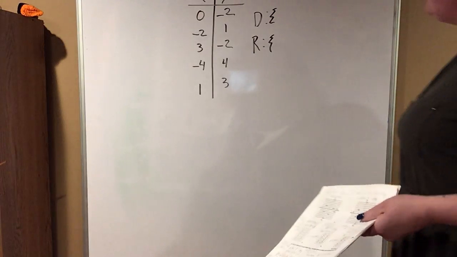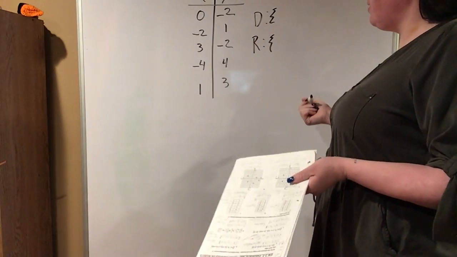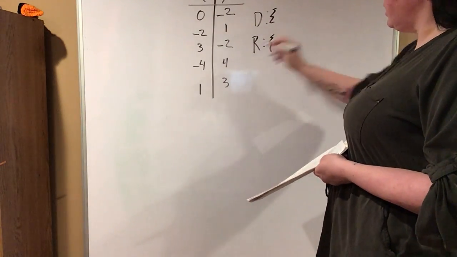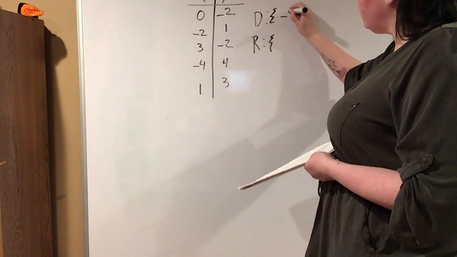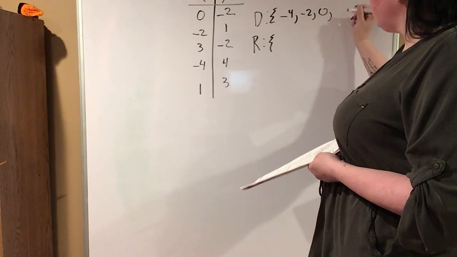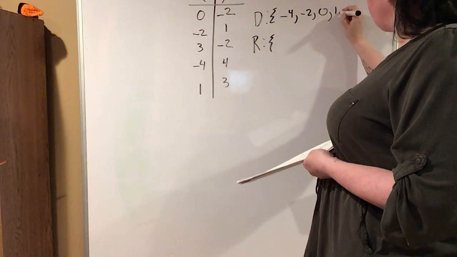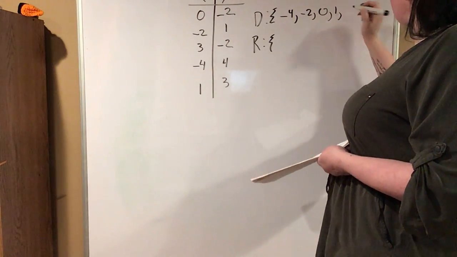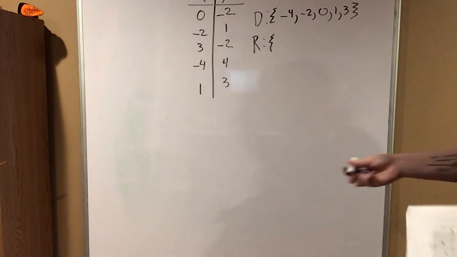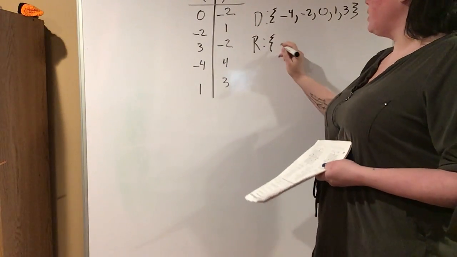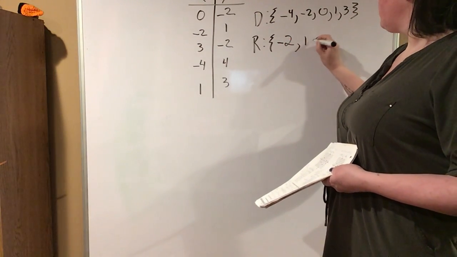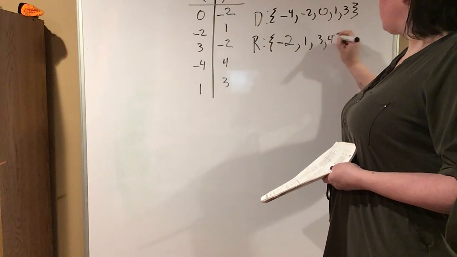So, let's write our domain, which is our x's, from least to greatest. So the least to greatest is, we have a -4, a -2, a 0, a 1 and a 3. Right? So now let's write our range, which is our y's, also least to greatest. -2, 1, 3, and 4.